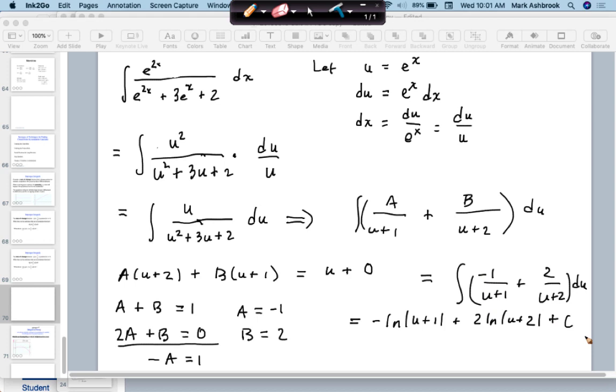Yeah, so our problem was not in terms of u, it's in terms of x. So then we can change it back, right? So we changed it into this new variable u to be able to do the antiderivative. We do the antiderivative, then we got to change it back to get the actual closed form of the original function we were given. So it will be negative ln of e to the x plus 1 plus 2 ln of e to the x plus 2.